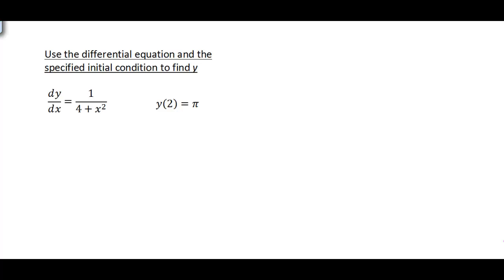All right, one more example here. It says use the differential equation and the specified initial condition to find y. So basically, we have our differential equation dy/dx is equal to 1 over 4 plus x squared. And they give us that y of 2 is equal to pi. So now y of 2 equals pi, what that really means is when x is equal to 2, our y value is pi. So we want to use this given point to help us solve this differential equation.